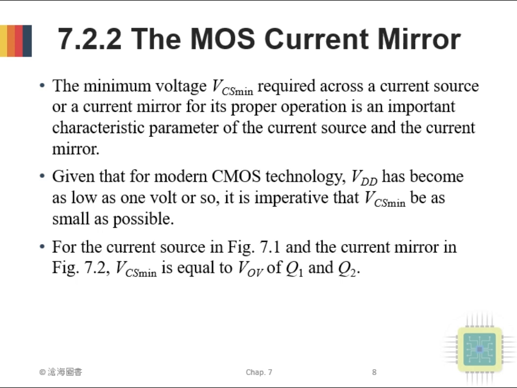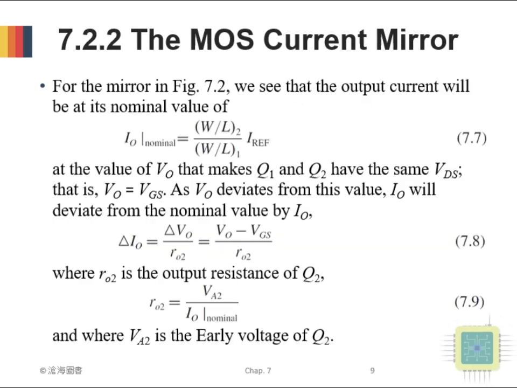For the current source in Figure 7.1 and the current mirror in Figure 7.2, VCSmin is equal to VOV of Q1 and Q2. For the mirror in Figure 7.2, we see that the output current will be at its nominal value of equation 7.7 at the value of VO that makes Q1 and Q2 have the same VDS, that is, VO equals VGS. As VO deviates from this value, IO will deviate from its nominal value by ΔIO, like equation 7.8, where RO2 is the output resistance of Q2, and where VA2 is the Early voltage of Q2.